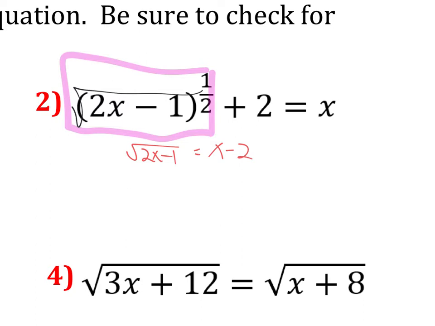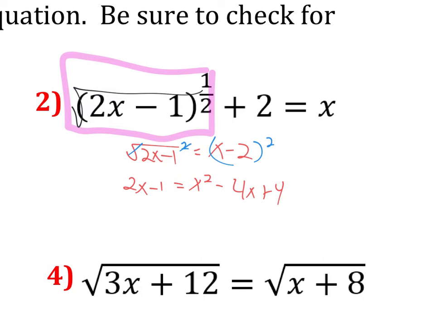So we're going to do the same thing we just did. We're going to square each side. On the left, the square and the radical knock each other out, so 2x minus 1. Over on the right side, I get x squared minus 4x plus 4. Again, I'm distributing, foiling that thing out. Let me change this so the 4 doesn't look like a 9. There we go.